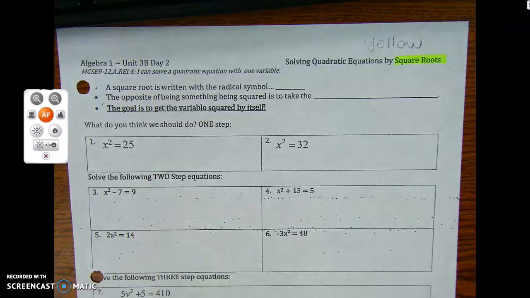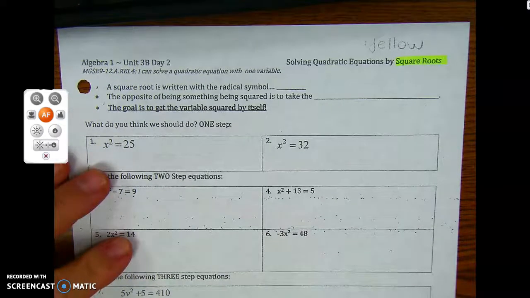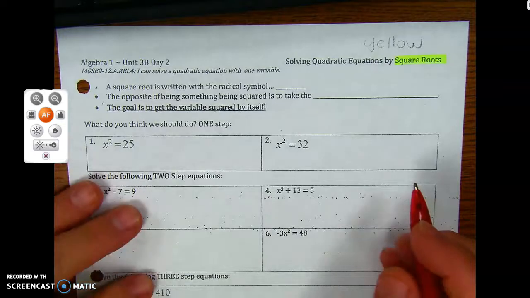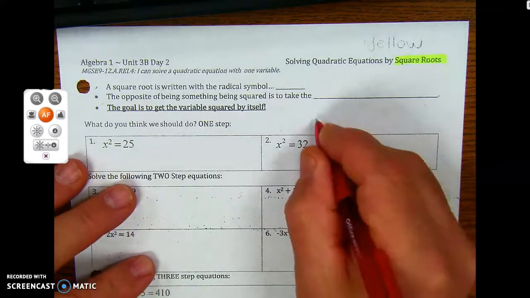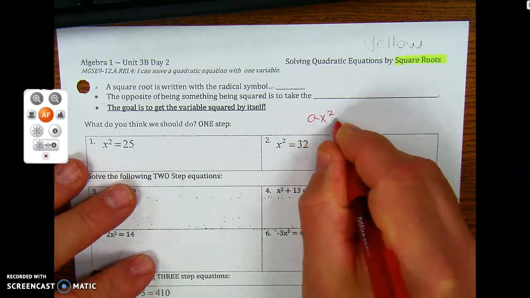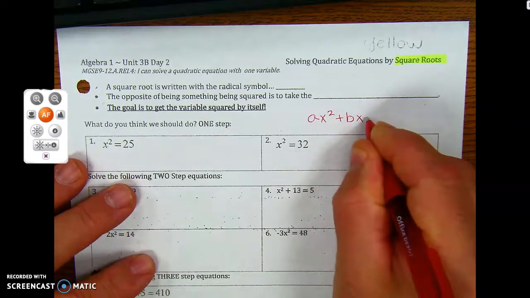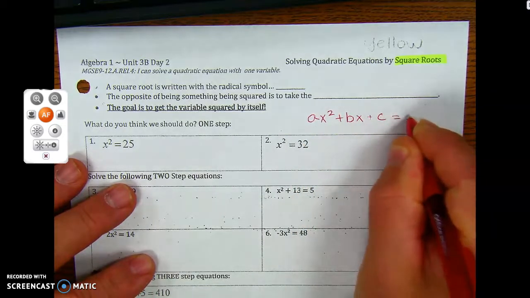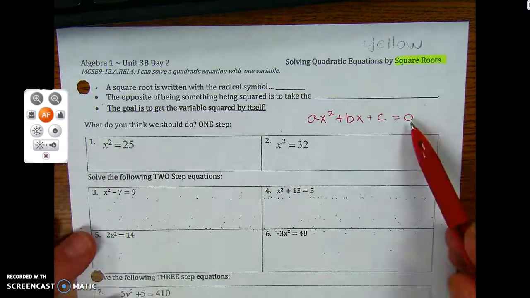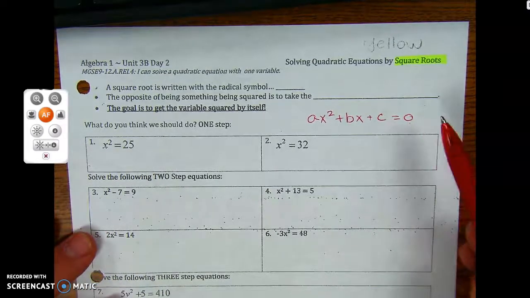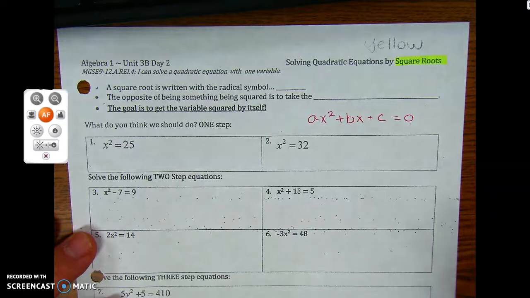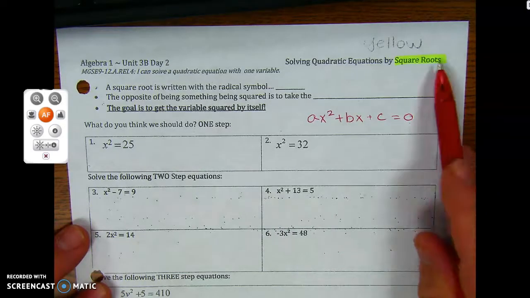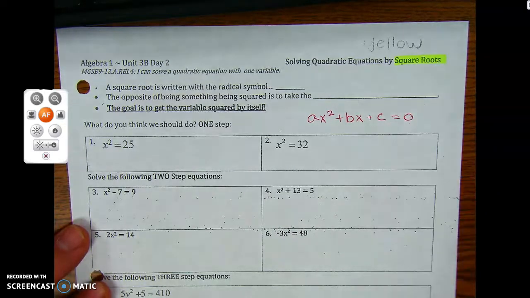Now, guys, this is an interesting method, but what I like to tell people is only certain types of quadratic equations can be solved this way. Everybody knows by now that this is the standard form of a quadratic equation. To do factoring, it's got to be equal to 0. To do the quadratic formula, it's got to be equal to 0. But it doesn't have to be equal to 0 to do the square root method today.